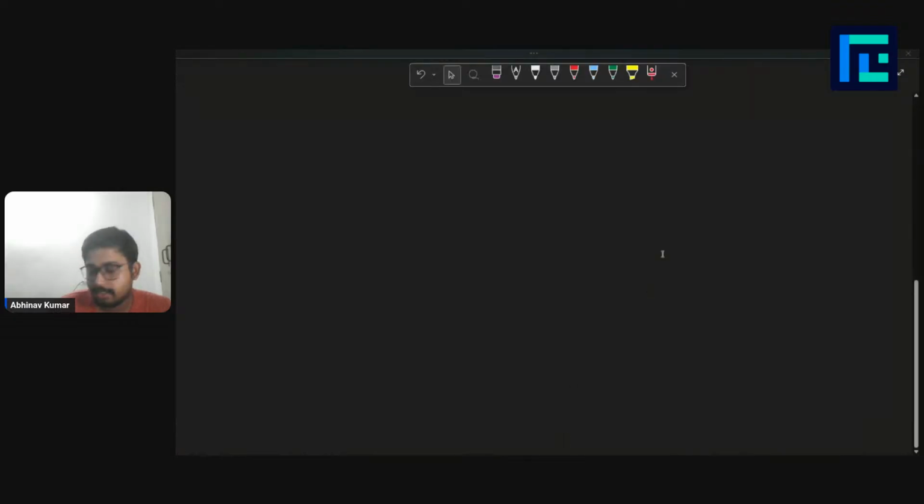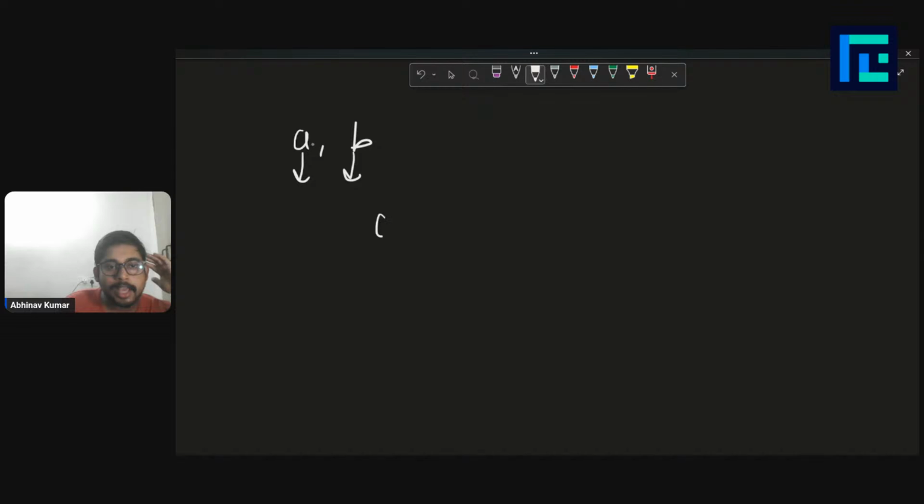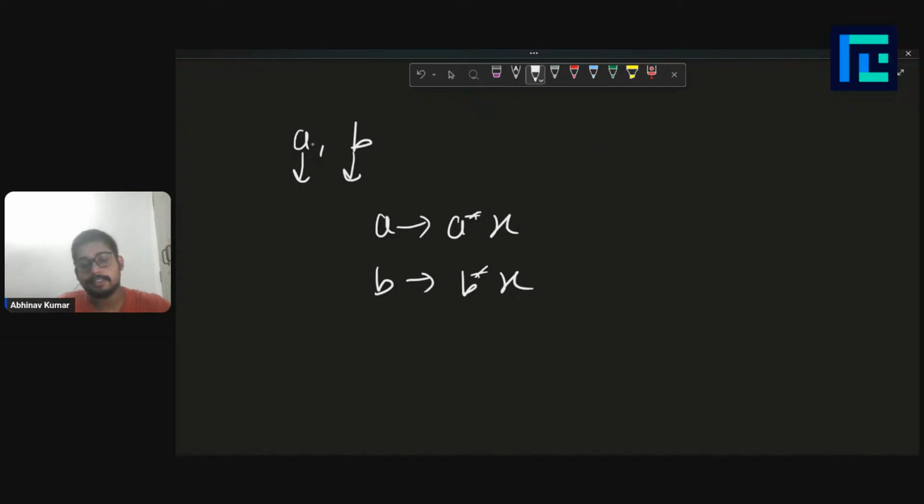Okay, so basically the problem states that you are given two integers A and B, and you need to make both A and B equal. The operation that you have is just pick any integer x and multiply A by x, or pick any integer x and multiply B by x. You multiply A or B by any integer, and by doing this operation the minimum number of times, you need to make A and B equal. This is what you need to achieve.